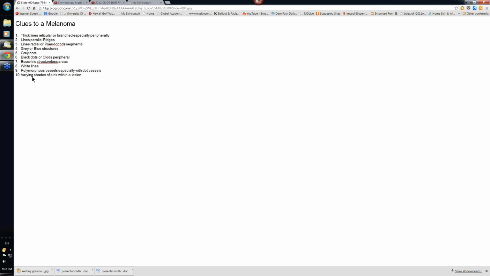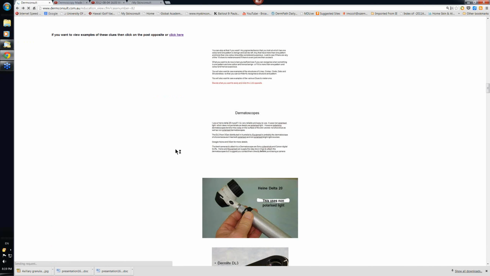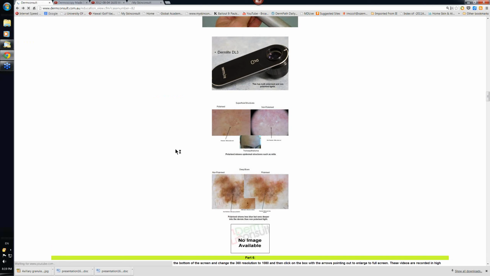And I think, again, with amelanotic melanoma, if you've got various shades of pink within a lesion, then it's important. So I've spent some time going over these. These are a very important thing to remember in looking at a lesion dermatoscopically to assess it.